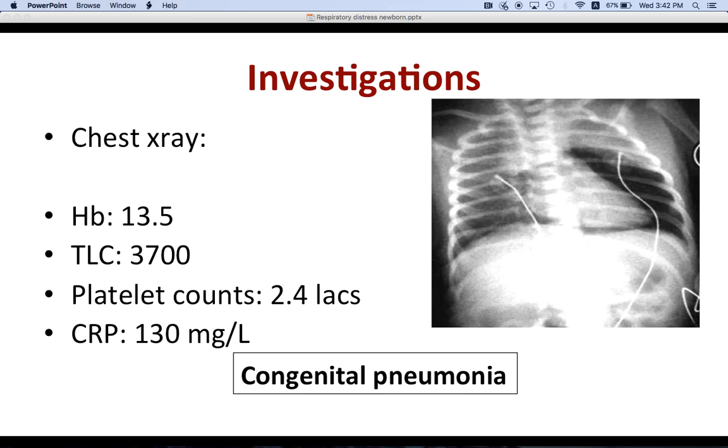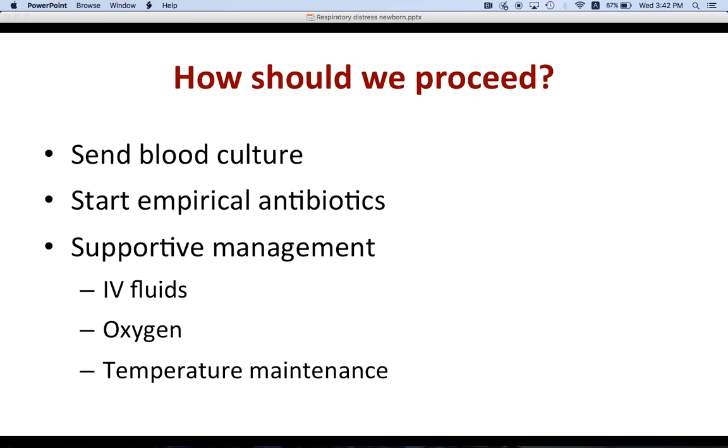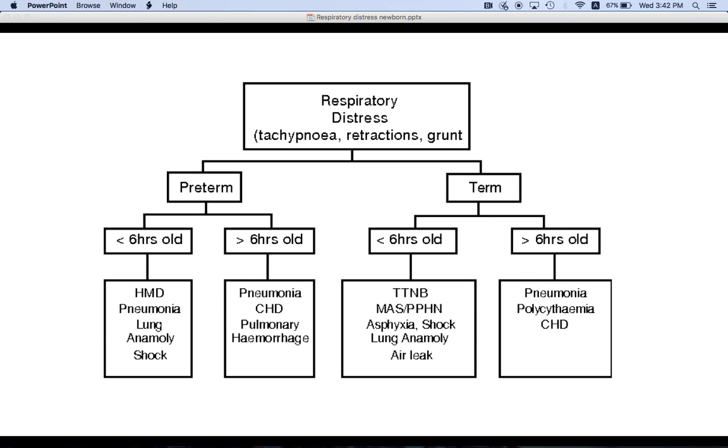So this is how you have to proceed. You make a list of differential diagnoses, you rule out some based on the available information to you, and then you proceed with the investigation just to confirm your diagnosis. So in this case, how should we proceed? We have to send a blood culture, start the patient on empirical antibiotics, and once we receive the full blood culture report, then depending upon the sensitivity pattern, we have to upgrade our antibiotic. Supportive management will continue in the form of IV fluid, oxygen, and temperature maintenance.